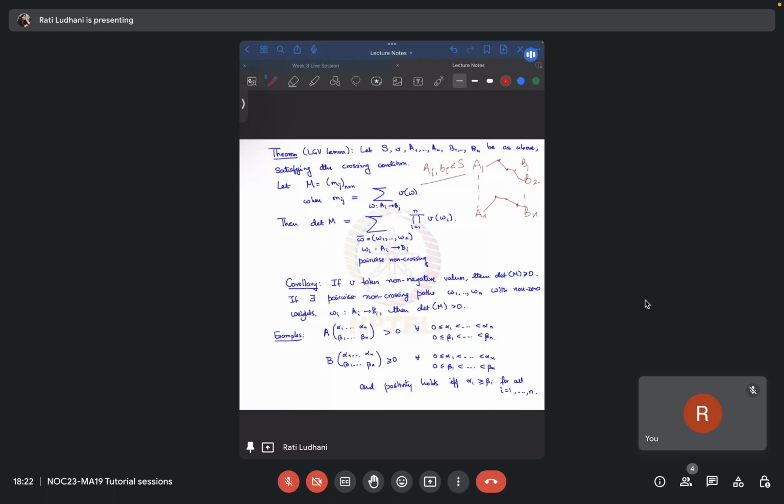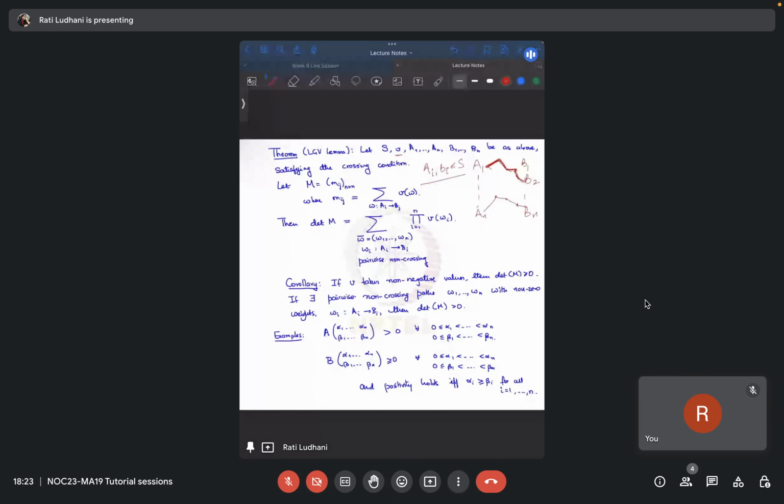Now V is the weight of this path. What will be the weight of this path? It will be given there. The weight of this path will be the product of the weights of all the subsequent edges. That is V, that is the weight. S is this, and these are the notations. Now this should satisfy the crossing condition.